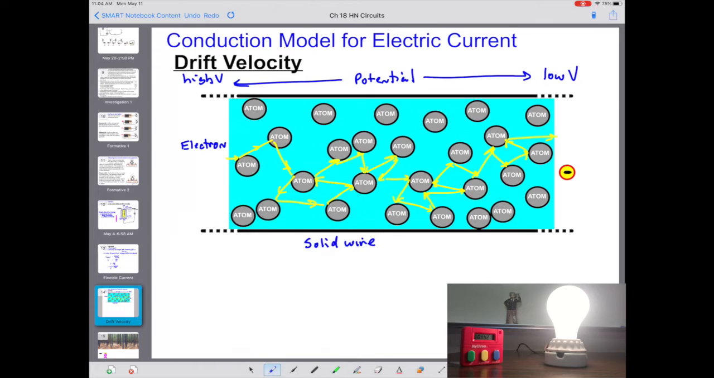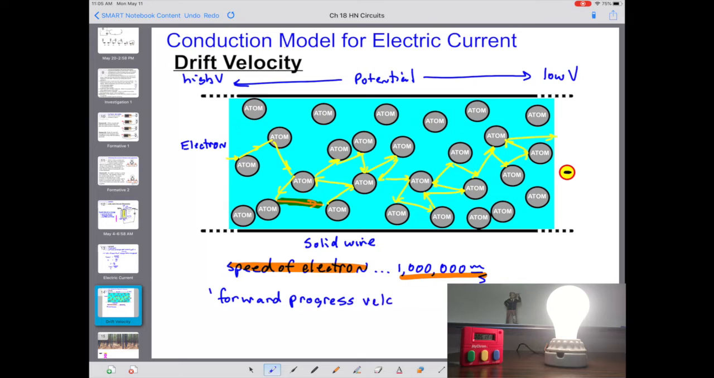There are two different velocities we can talk about. The actual speed of that electron on one of those given yellow arrows: your electrons are moving in the neighborhood of about 1 million meters per second. So if I highlight one of these individual paths, that speed of that electron is about 1 million meters per second. But what we're most interested in is the forward progress velocity, and that's called the drift velocity.